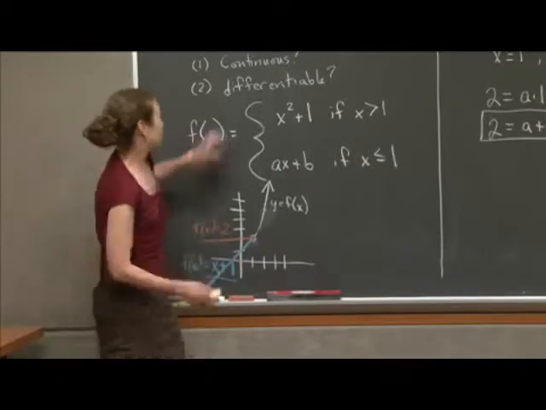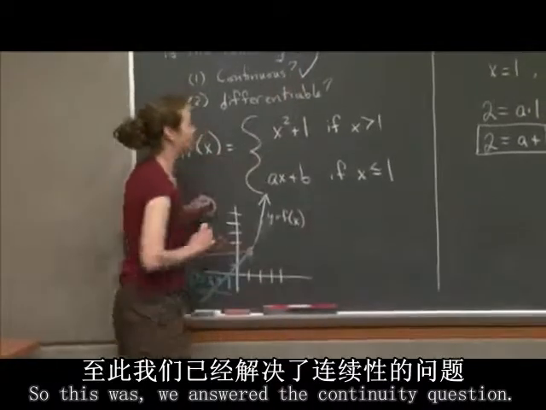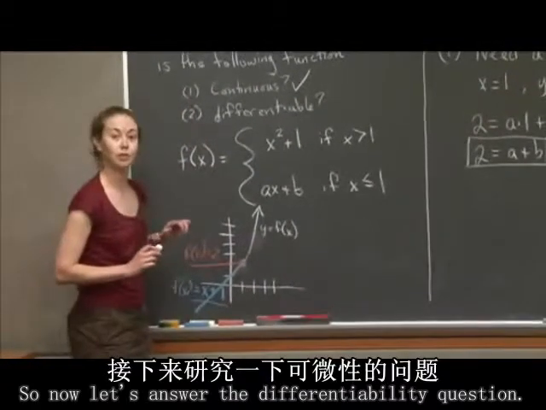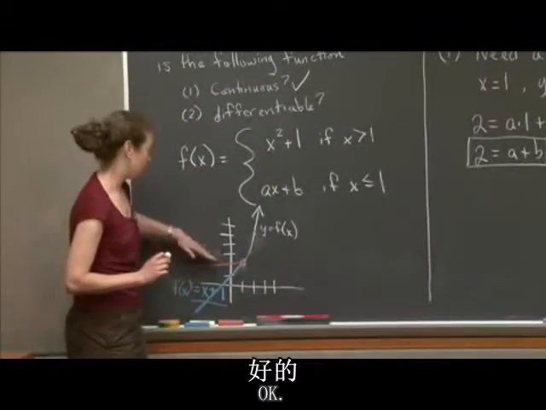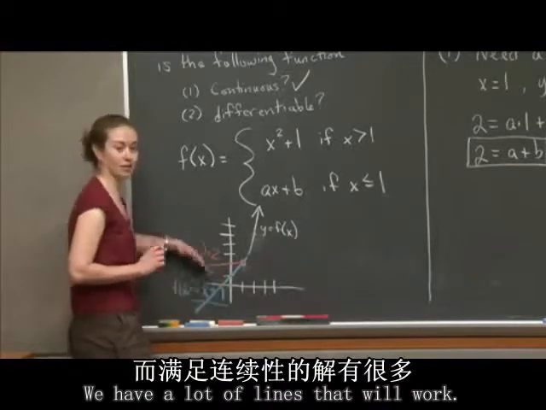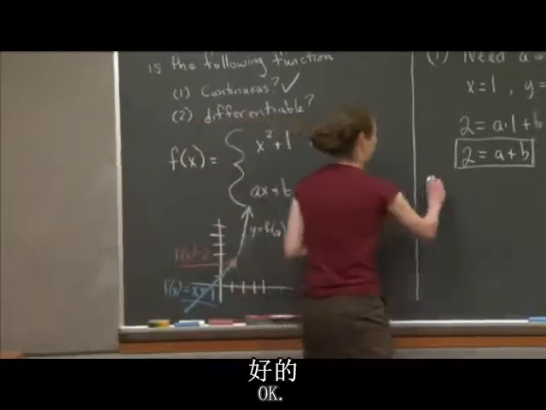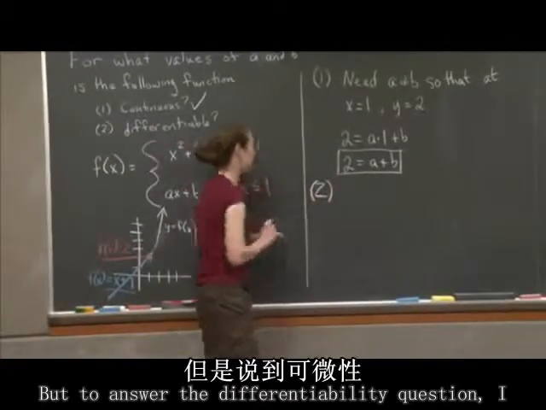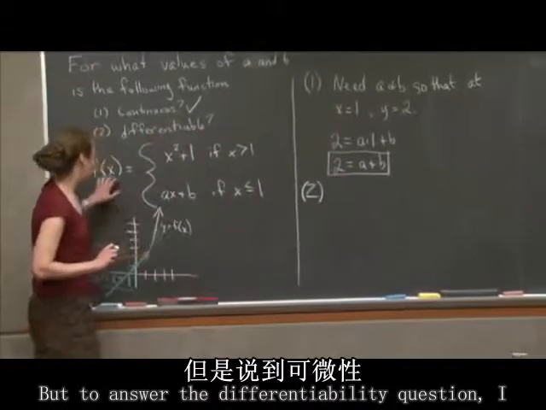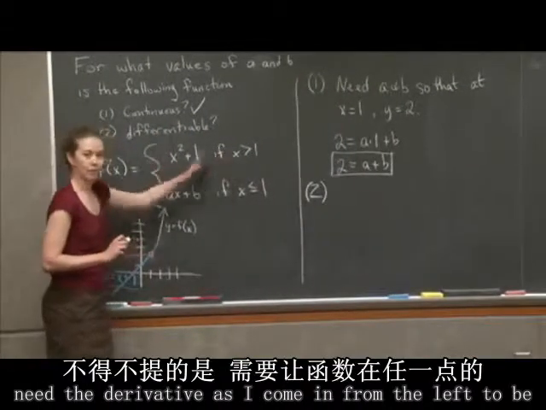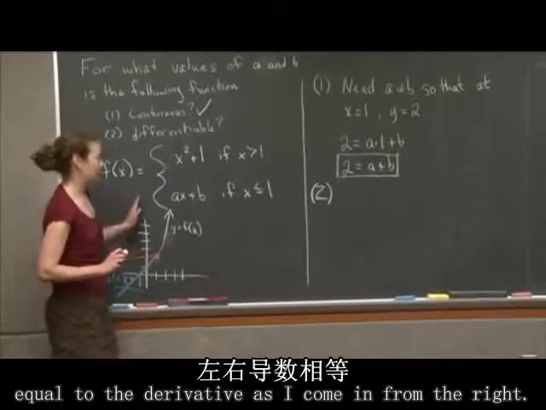So we answered the continuity question. Okay, so now let's answer the differentiability question. Notice again, continuous, we have a lot of lines that will work. But to answer the differentiability question, I need the derivative as I come in from the left to be equal to the derivative as I come in from the right.